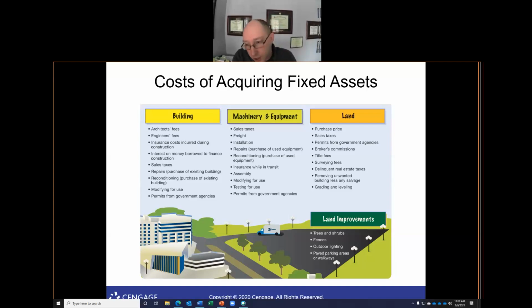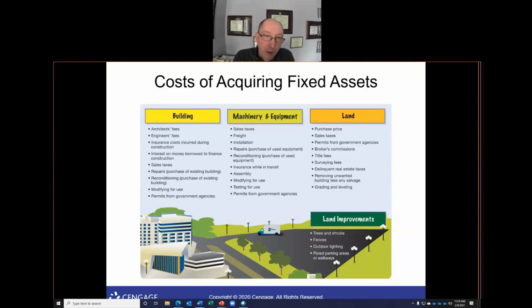Here's the good news. I guess mostly good news. All of these costs that you see associated with each asset, when you go to purchase that asset, you add all of these costs together to equal what we call the initial cost of the fixed asset. The initial cost of the fixed asset is not just the purchase price. It's the purchase price plus all of these related expenses. That represents the initial cost of the asset.